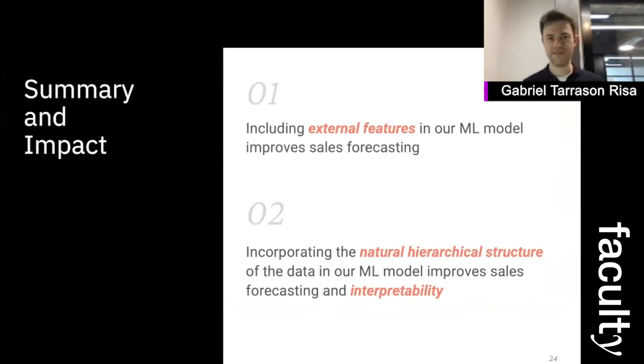To summarize then, including external features in our machine learning model improves sales forecasting. Incorporating the natural hierarchical structure of the data in a machine learning model improves sales forecasting and, crucially, interpretability.